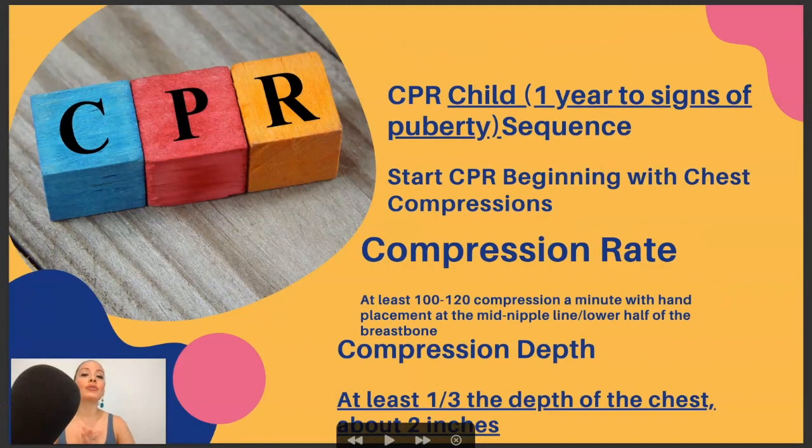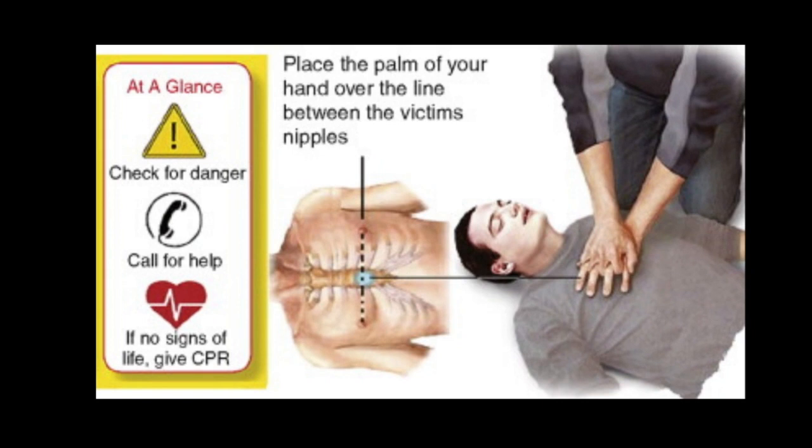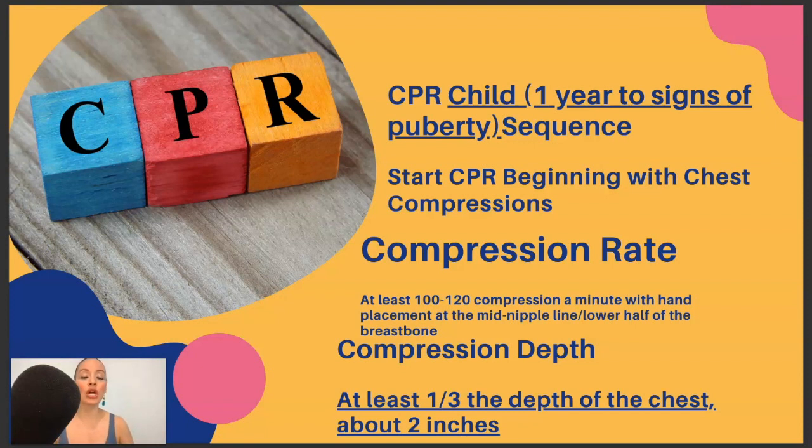All right, now how do you classify a child? A child is from 1 year to signs of puberty. Again, with them, you start CPR beginning with chest compressions. The compression rate for children is also at least 100 to 120 compressions a minute, also with hand placement at the mid-nipple line, lower half of the breastbone. And compression depth is at least 1/3 the depth of the chest, about 2 inches. You don't want to go the 2.4 inches as in adults, but you want to go about 2 inches with children.